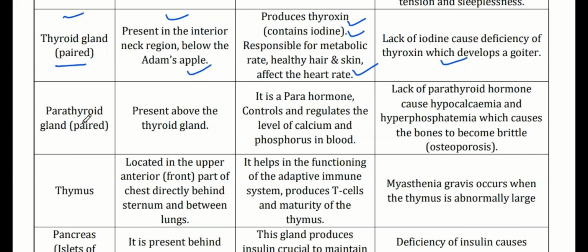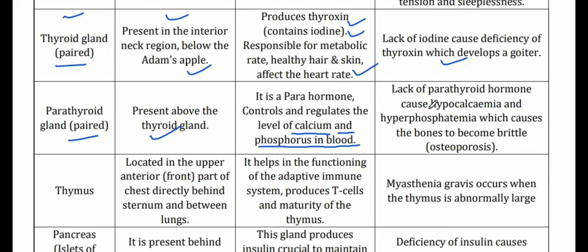The next is the parathyroid gland. It is also paired, available in the human body. It is present above the thyroid gland. What is the function? It secretes parathormone, which controls and regulates the level of calcium and phosphorus. These are very important elements in our body, right? You know very well, our teeth are made up of calcium.